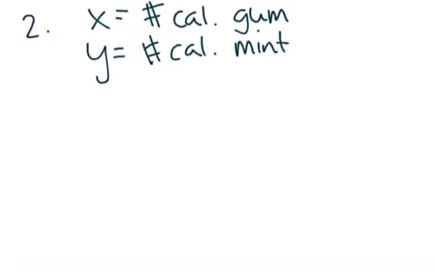So then I go back to the information that's given to me. It says the number of calories. So I'm going to break that down. The number of calories in a mint, that simply for us is y. So the number of calories in a mint, y, is 3 times the number of calories in a stick of gum. So I've got 3 times the number of calories in a stick of gum, which is x.